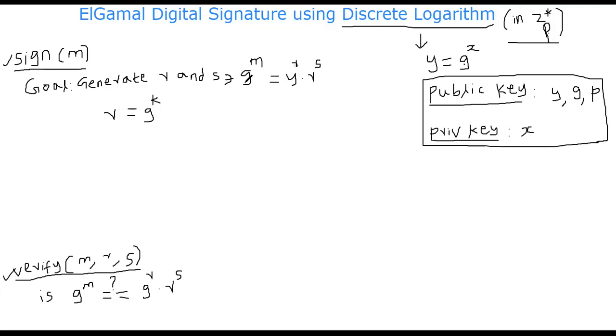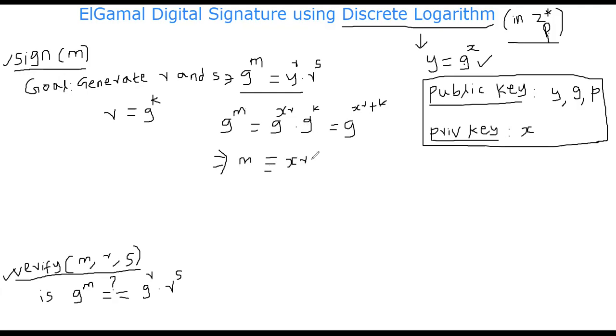Now we put it in this equation. We know G power M is equal to, what is Y? Y is G power X, right? So it is G power XR. And what is R? R is G power K. Now the left-hand side is G power M, and the right-hand side is G power X times R plus K times S. This means the exponents must be equal in mod P minus 1. That's important. The exponents must be congruent in mod P minus 1. The reason is that in the group Z star P, the order of the group is P minus 1. Oh, I forgot an S here.